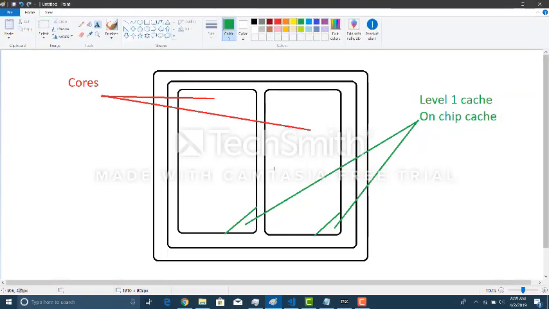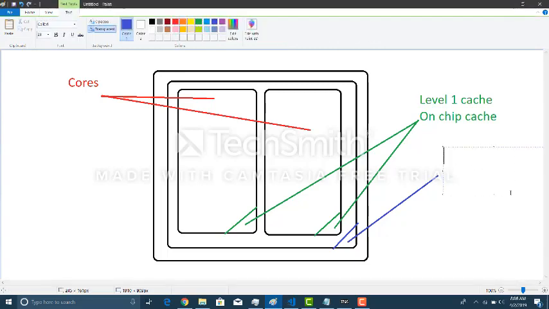Basically there are another two types of cache. So where is the level 2 cache located? We can locate it by the blue line I drew there, and it is a level 2 cache, and it is located in the virtual core that we drew there, holding the two cores. So this cache can be named a level 2 cache.